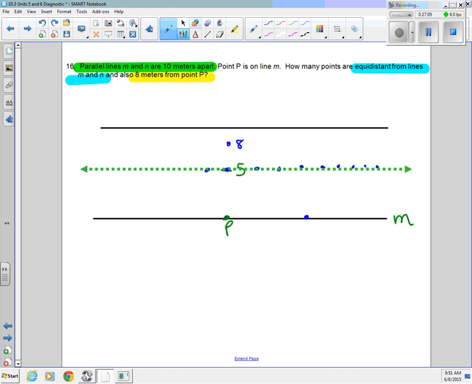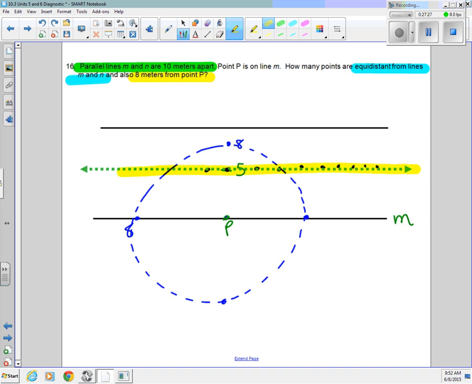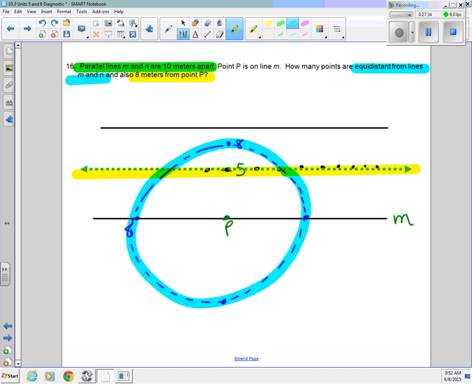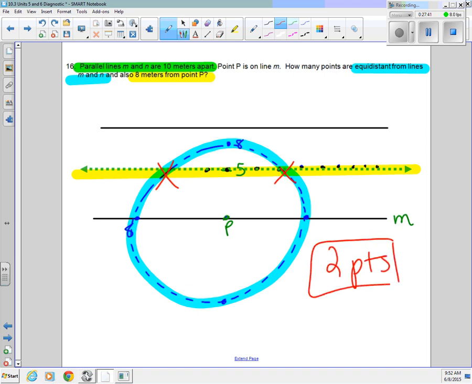Here's another point 8 meters away, another point 8 meters away, another point 8 meters away. And I hope that you realize that those points form a circle. I'll just draw on the circle. And so now I'm looking for points that are both 5 meters, or equidistant, from the lines and on the circle. And if I look, there are exactly 2 places that got highlighted in green. Right here, right there. So there are 2 points total that work.